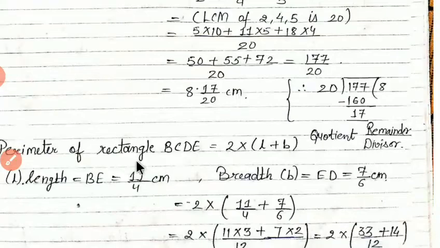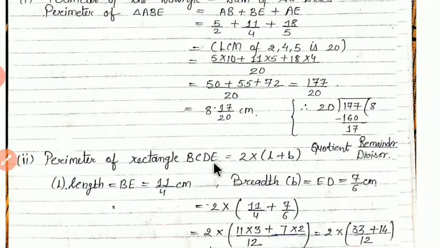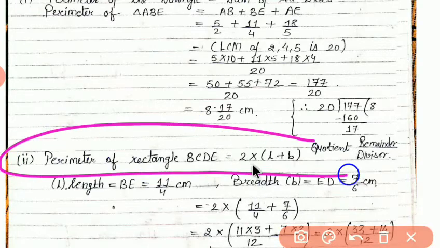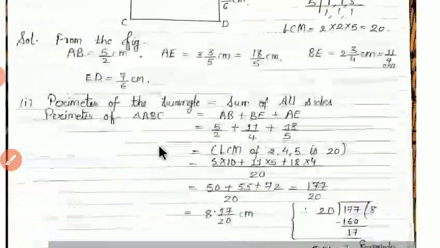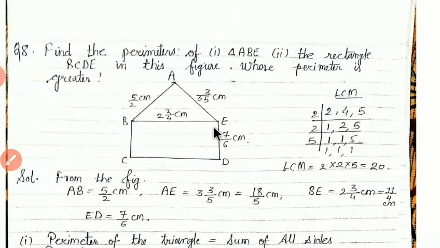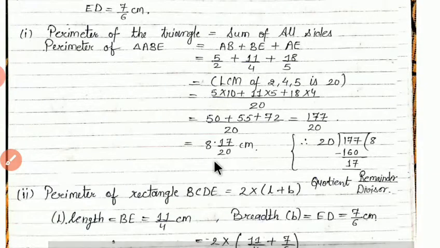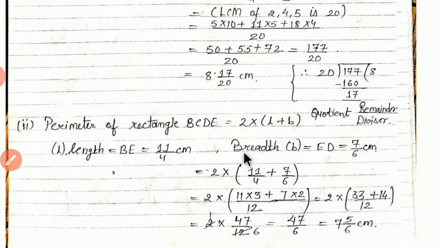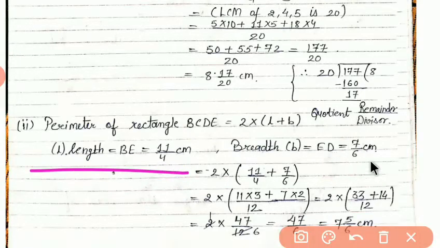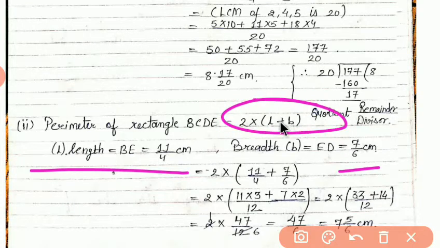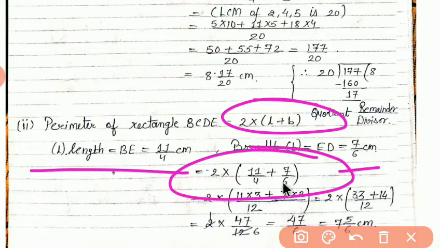Now we have to find the perimeter of rectangle BCDE. We know that the perimeter of a rectangle is 2 into L plus B, length plus breadth. Which is the length here? BE is the length of the rectangle and ED is the breadth of the rectangle. So BE is 11 by 4 centimeter and breadth ED is 7 by 6 centimeter. Now we have to put these in the perimeter formula. So 2 into 11 by 4 plus 7 by 6.